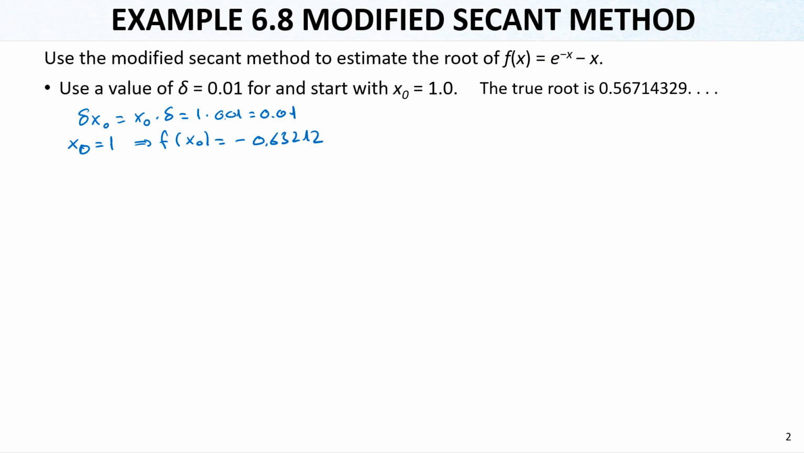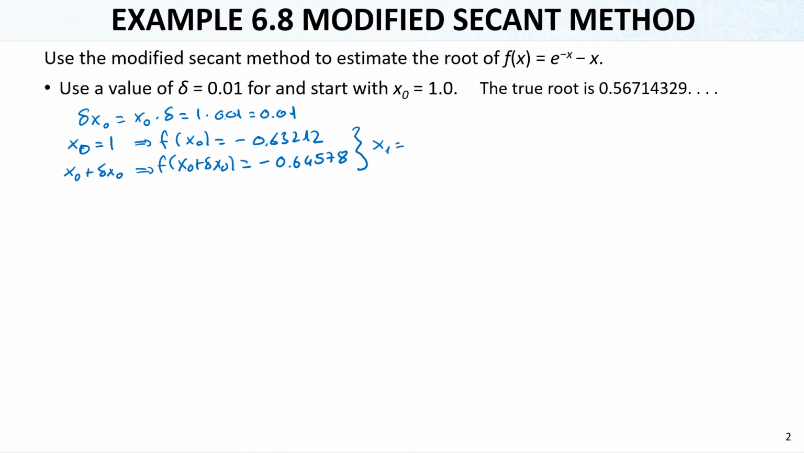Similarly, we will use x0 plus delta x0, and delta x0 is just multiplication of this by x0, 0.01. Then f(x0 plus delta x0) is equivalent to minus 0.64578. And let's use these in the formulation of the modified secant.